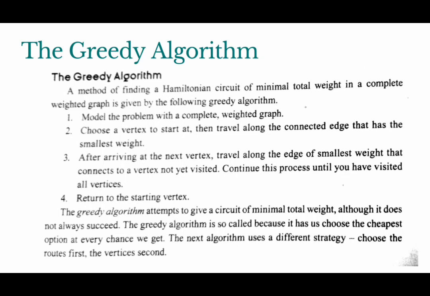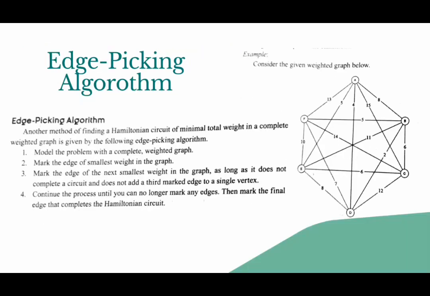Return to the starting vertex. The greedy algorithm attempts to give the circuit of minimal total weight. Although it does not always succeed, the greedy algorithm is so called because it has us choose the cheapest option every chance we get. The next algorithm uses a different strategy. Okay, you have to choose the edges first and then the vertices second. This is yung sabi ko kanina sa inyo, the other algorithm, the edge picking algorithm.